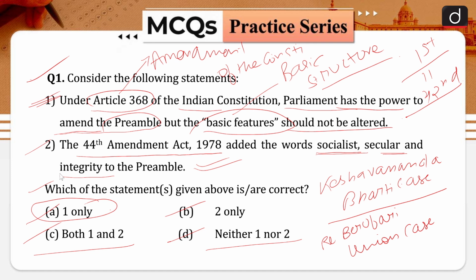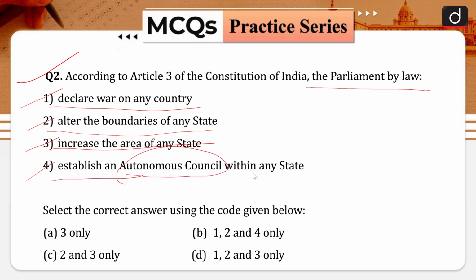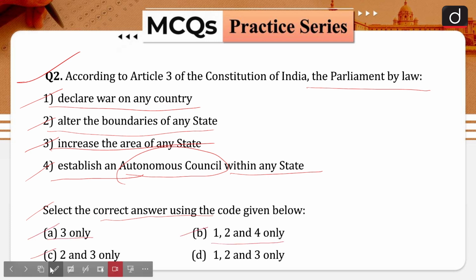Let us proceed to our second question. According to Article 3 of the Constitution of India, the Parliament by law can: number 1, declare war on any country; number 2, alter the boundaries of any state; number 3, increase the area of any state; and number 4, establish an autonomous council within any state. Select the correct answer using the code given below. Option A is 3 only, option B is 1, 2 and 4 only, option C is 2 and 3 only, and option D is 1, 2 and 3 only.